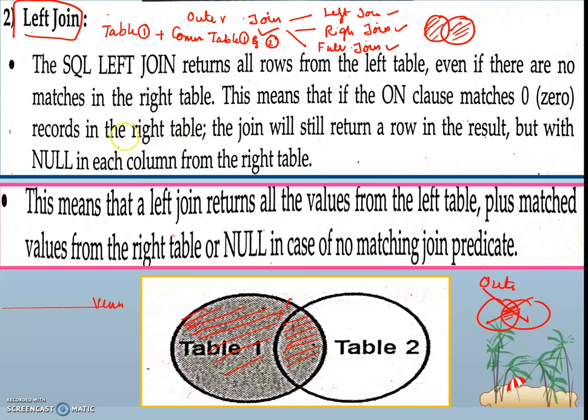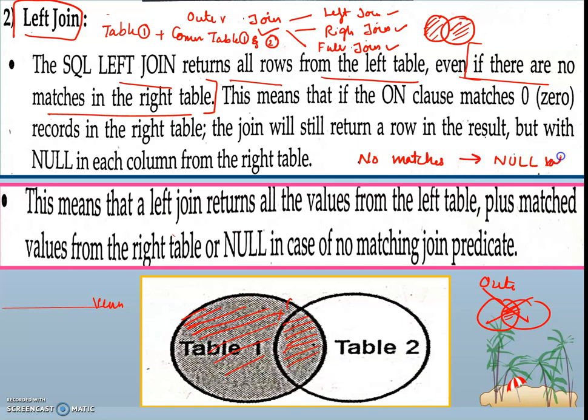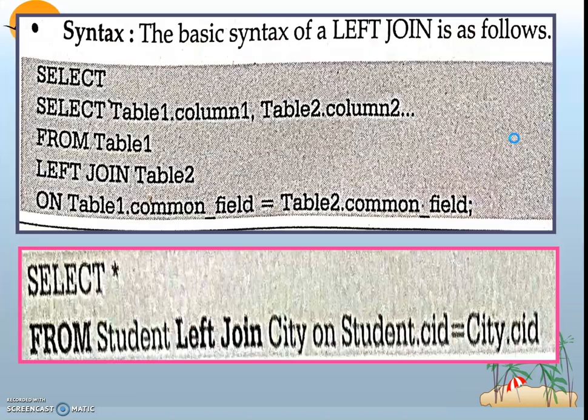Now the SQL left join returns all the rows from the left table even if there are no matches in the right table. The line says even if there are no matches in the right table, it is going to give all the data in the left table. How is it going to work? Very simple. If there are no matches available, it's going to fill null values over there. I'll not prolong this much. Let's go to the example directly, understand the concept there, and come back over here.